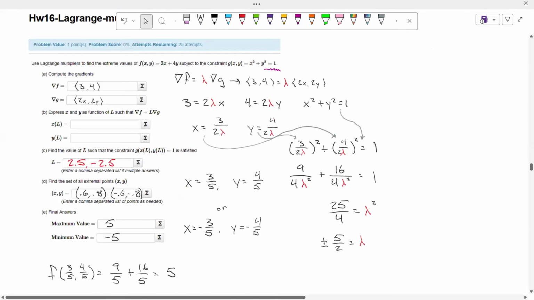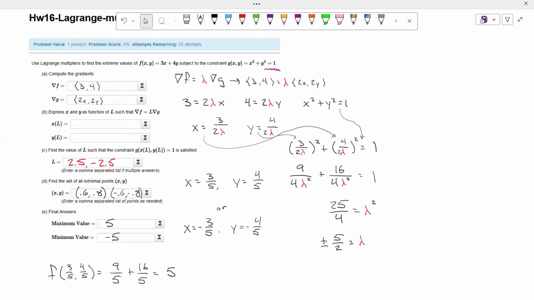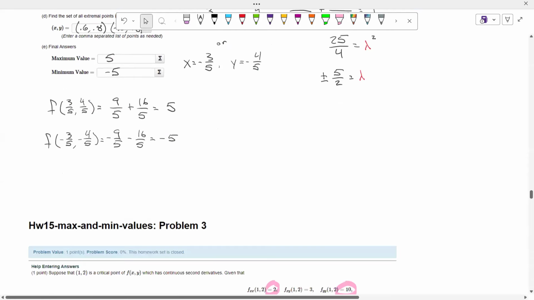Here's just another example of a Lagrange multiplier problem. Again, I think Lagrange multipliers work great on circles, but again, they'll only work on the boundary of a problem. So don't forget to check your interior points.